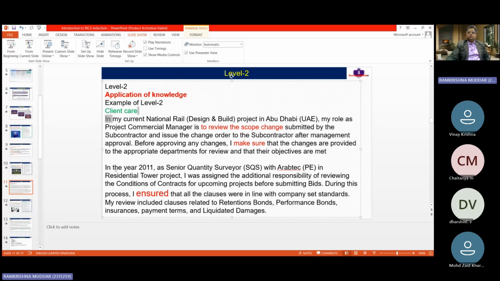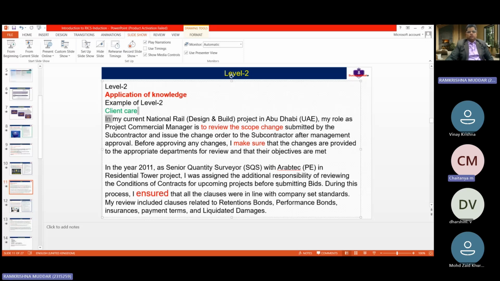Here, in the second example, now can you read this, Chaitanya? In the year 2011, as a senior quantity surveyor with Arabtech in a residential tower project, I was assigned an additional responsibility of reviewing the conditions of contract for upcoming projects before submitting bids. During this process, I ensured that all the clauses were in line with the company's set standards. My review included clauses related to the retention bonds, performance bond, insurance, payment terms, and liquidated damages.